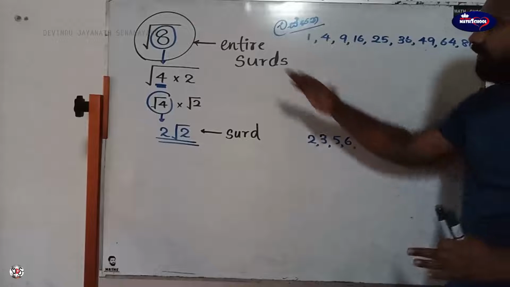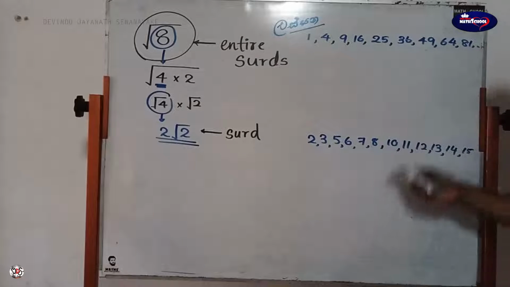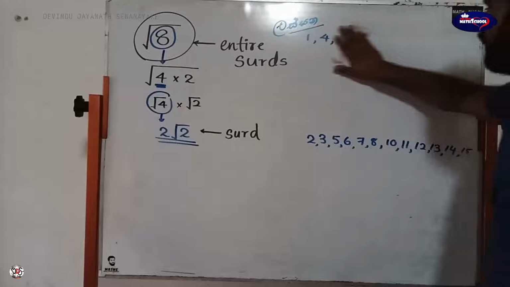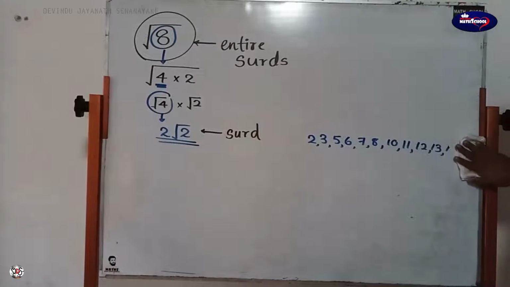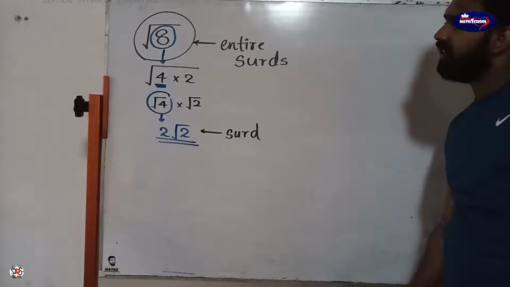Right. For now, just take this down. Don't write the lasana numbers and the kata numbers, but you should keep in your mind all the lasana numbers. That means all the perfect squares should be in your mind to do these things, right? Take this.